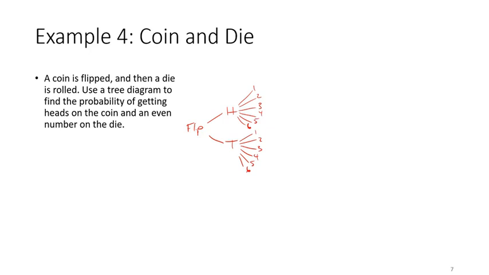And so we can write the sample space. We could have heads and then roll a 1, heads, roll a 2, 3, and so on. And then we could have tails and do the same thing.